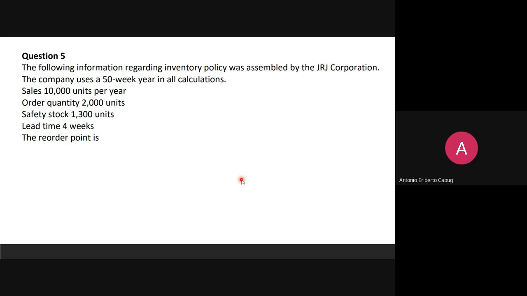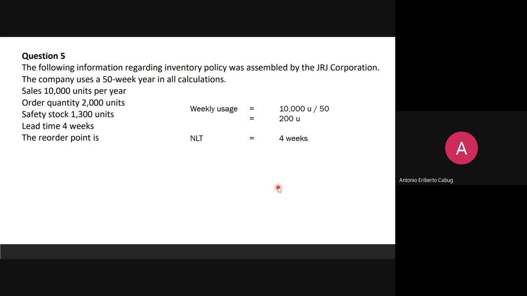Okay, reorder point. Kunin nyo muna yung weekly usage. Doon sa binigay kong example, weekly or daily. Either way, no? Pwede niyong gawin weekly or daily. Dito kasi 50-week year ito, no? So 10,000 units we will sell in 1 year. 50 weeks per year, every week, we will use 200 units. Gagamit tayo ng 200 units sa isang linggo.